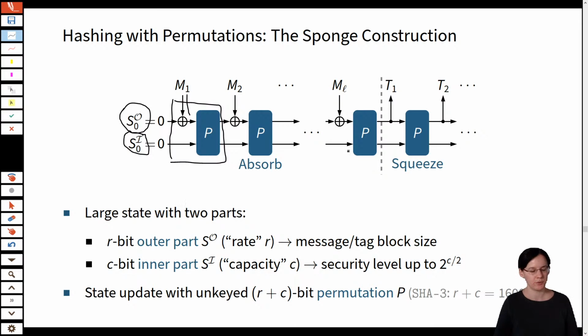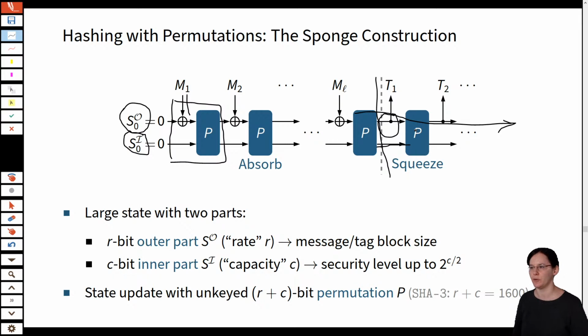So what it does after absorbing all the stuff is we can switch phases to a squeezing phase, and now we can extract as much of it as we want. And this again works by letting the outer part interact. So to get some output from the thing, I simply copy the outer part of the chaining value, but I do not give out this inner part here. So there is always this secure inner part, the size of which is called the capacity, which is very essential for several security properties. And you can already see here that you can, of course, continue this as long as you want, and can very easily extend this to an extendable output function.